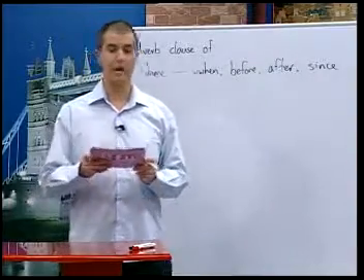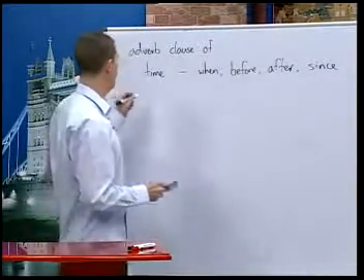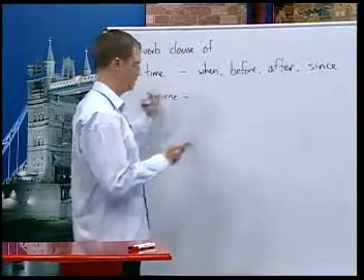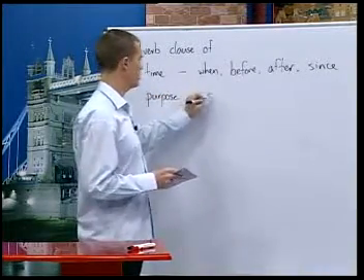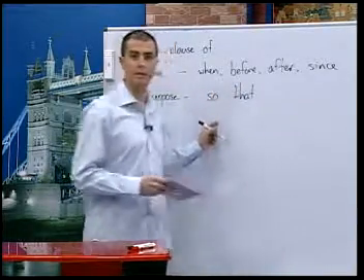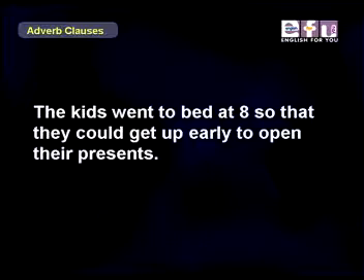Now the second type of adverb clauses are clauses of purpose. Purpose. Okay, we use so that to introduce these clauses, like this sentence. The kids went to bed at 8 so that they could get up early to open their presents.